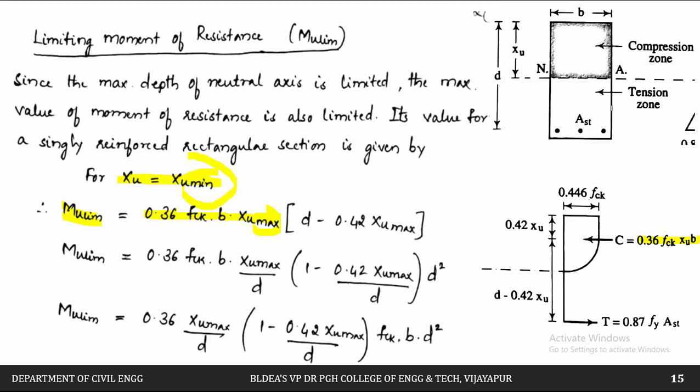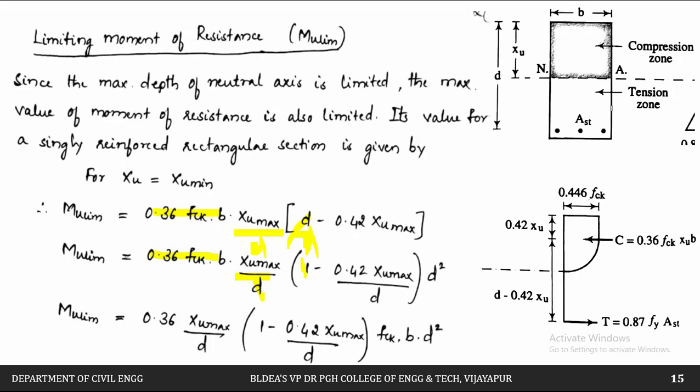So this is Xu max. So D into this distance, into the lever arm, that is D minus 0.42 Xu. D minus 0.42 Xu we have. So therefore we will further try to simplify. We will divide this 0.36 fck into b, we will try to divide it by d. So therefore Xu max by d we will have.